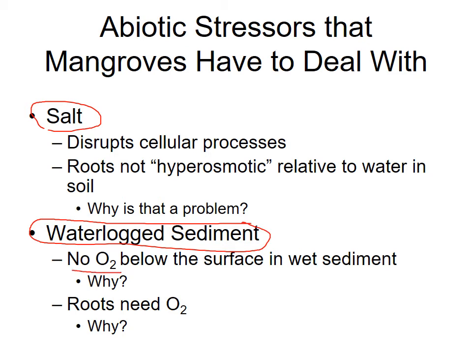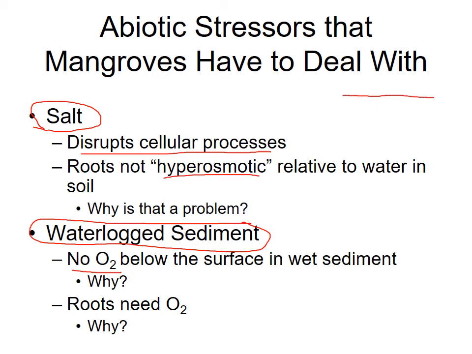High salt concentrations disrupt cellular processes. There's osmotic stress on the cells, and the enzymes in the cells can't work properly if the salt concentration inside the cells is too high, or if there's too big a contrast between the salt concentration inside the cells of the plant and outside. One of the biggest problems with this difference is that the roots of the mangrove are not hyperosmotic relative to the water in the soil.